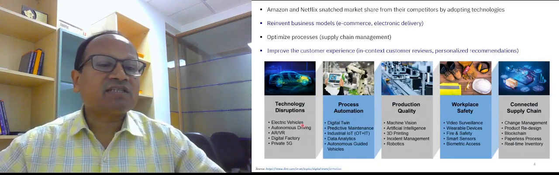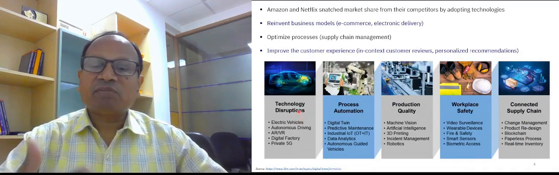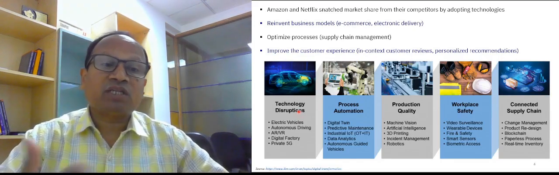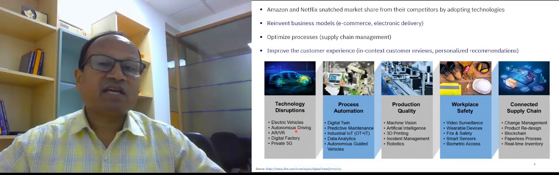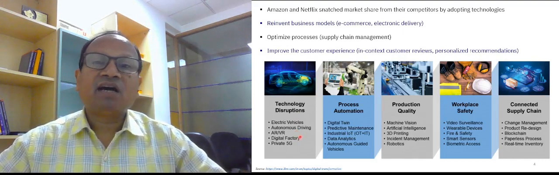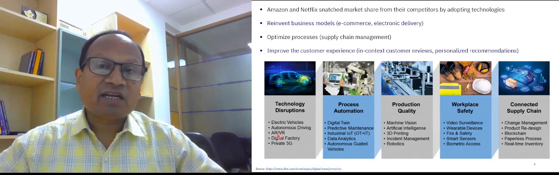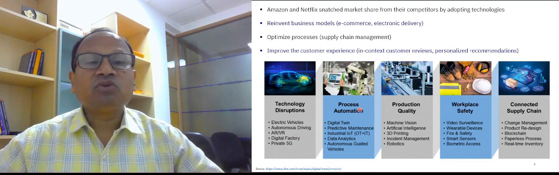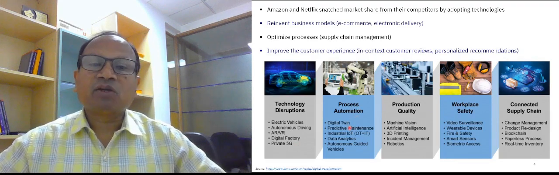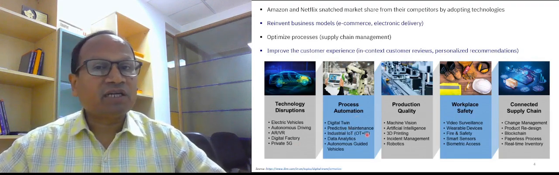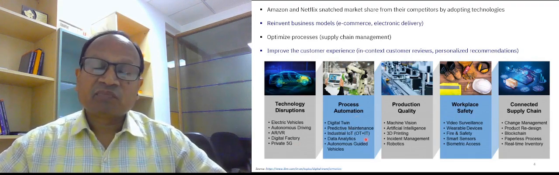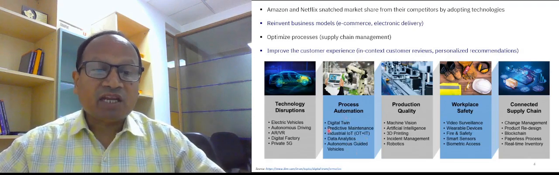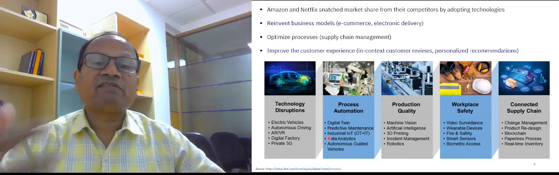So as you can see, technology disruptions are where some technology is there, but it is definitely going to update very soon. That's called technology disruption, like electric vehicles, EVs, autonomous driving, augmented reality, virtual reality, digital factory, private 5G. Coming to process automation, it includes digital twin, predictive maintenance, predictive technologies, industrial Internet of Things, data analytics, autonomous guided vehicles. Many of them we have already discussed in previous lectures.